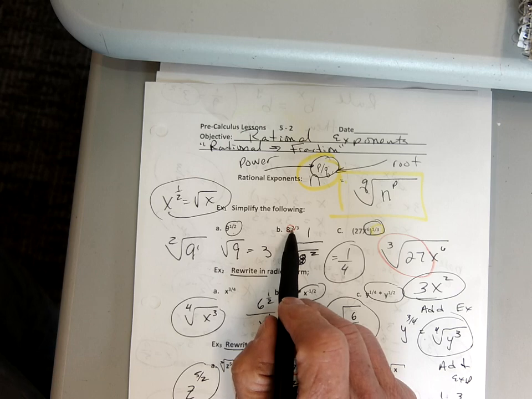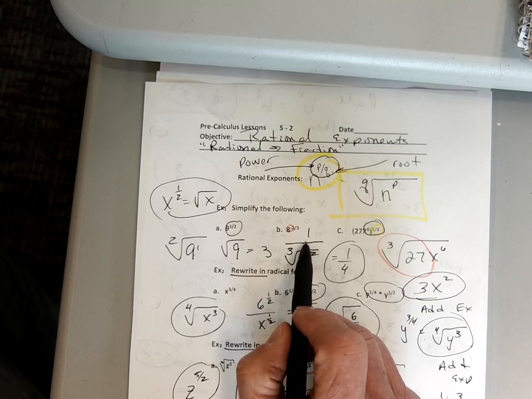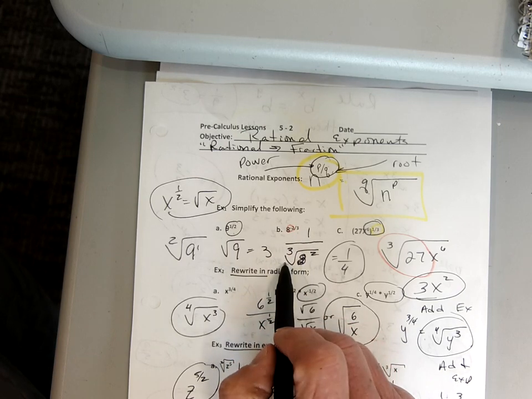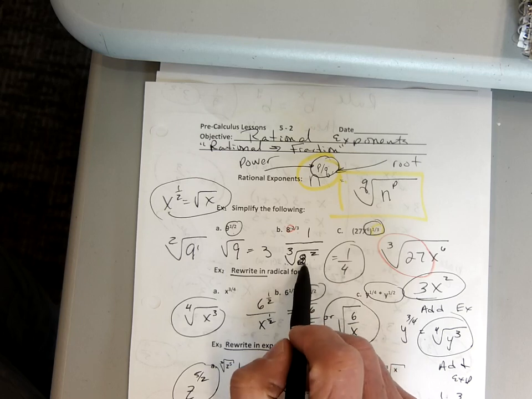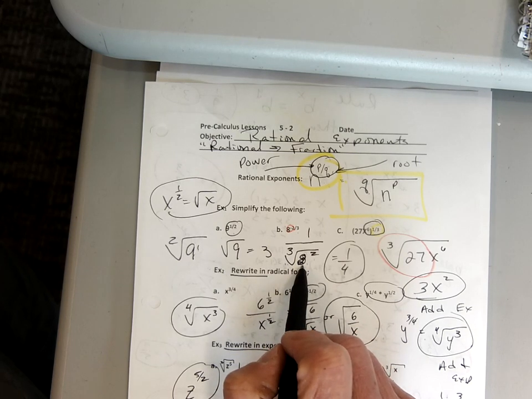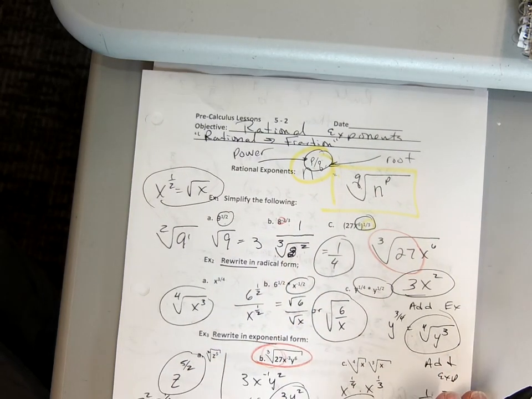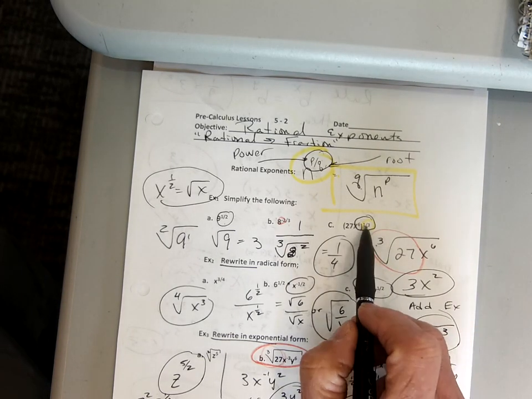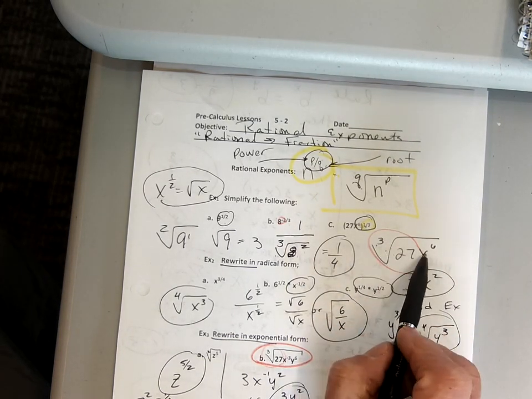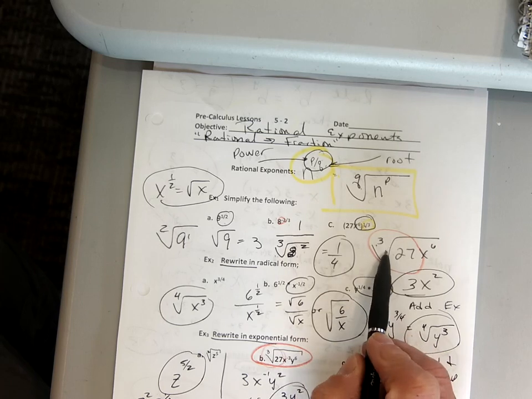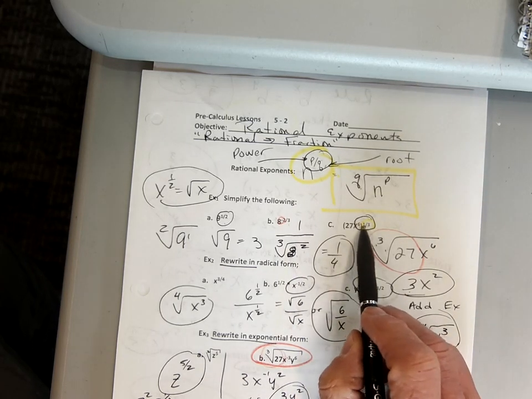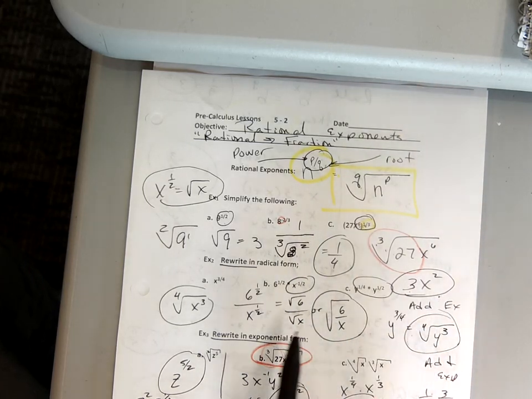B, since we've got a negative exponent, we know it's 1 over the cube root of 8 squared. And then we know the cube root of 8 is 2. And 2 squared is 4, so 1/4. This is the cube root, 1/3 power, cube root of 27x to the 6. We know the cube root of 27 is 3. And we take a third of the exponent, so we get 3x squared.